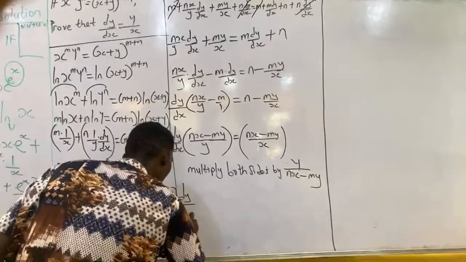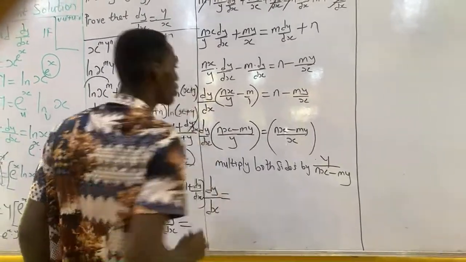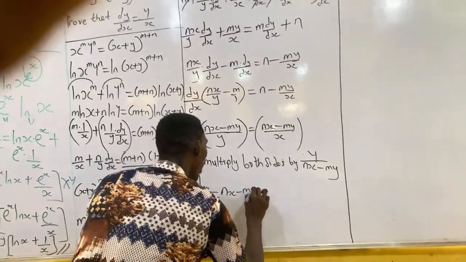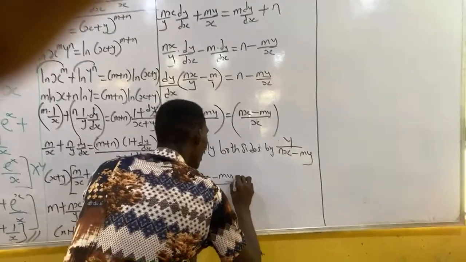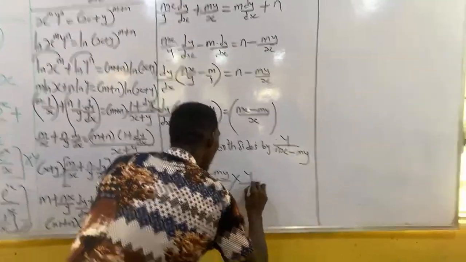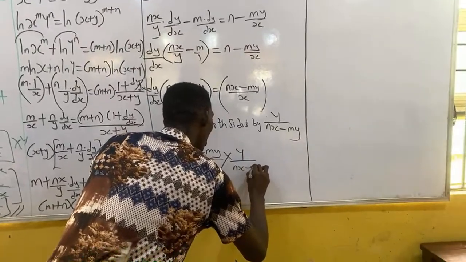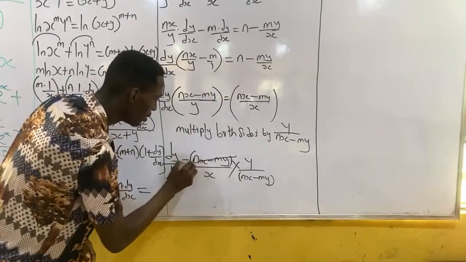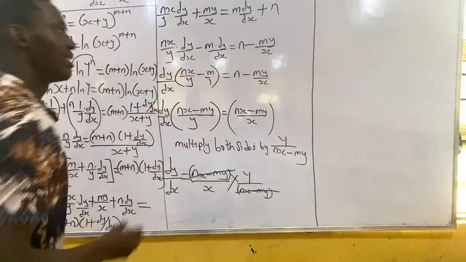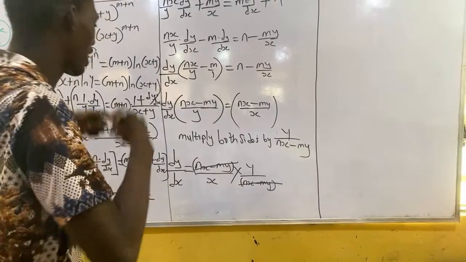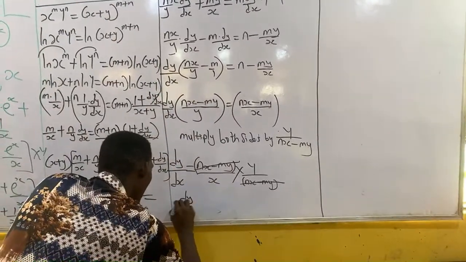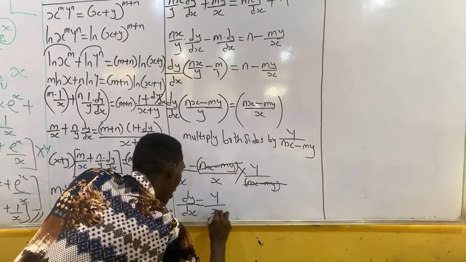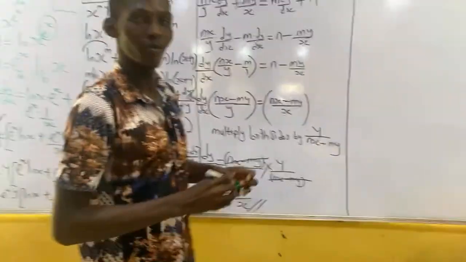So you'll be left with dy over dx is equal to, now let me write this so you can understand what I'm doing. nx minus my over x times y over nx minus my. So this is going to cancel this. Therefore, we have successfully proved that our dy over dx is equal to y over x. And this is our final answer.